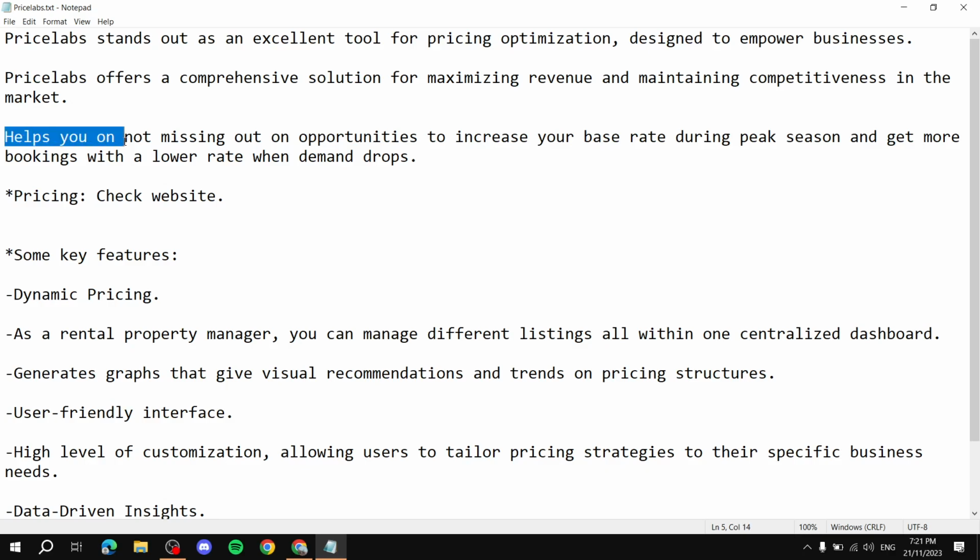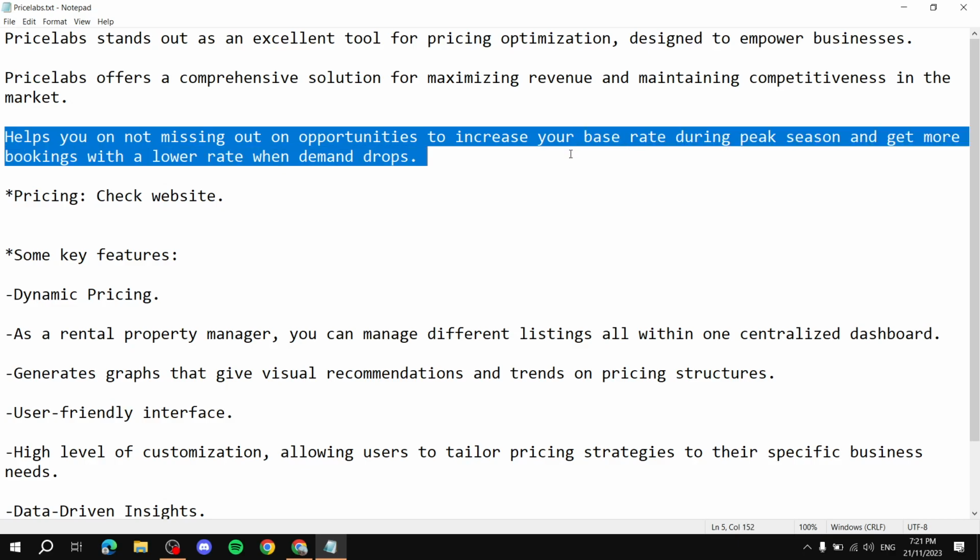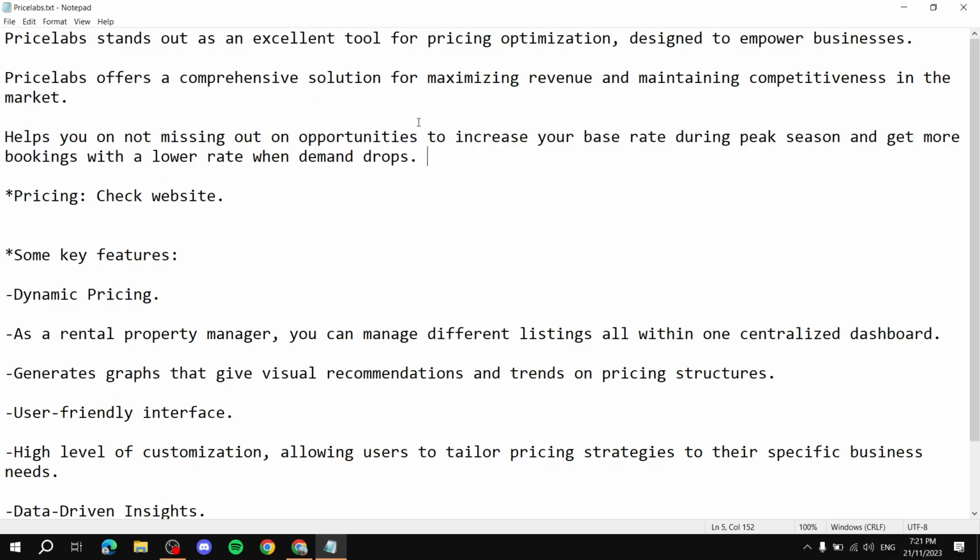It helps you not miss out on opportunities to increase your base rate during peak season and get more bookings with a lower rate when demand drops. As simple as that. This sentence should summarize the key feature when it comes to PriceLabs.